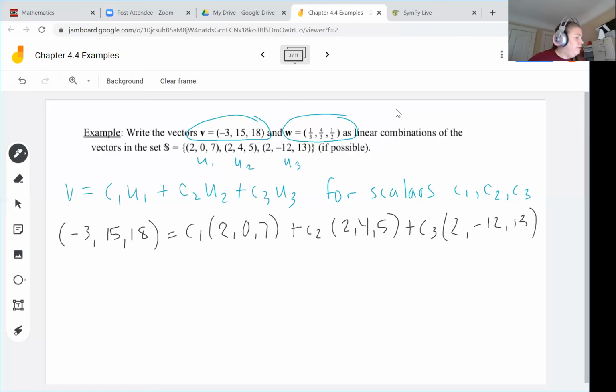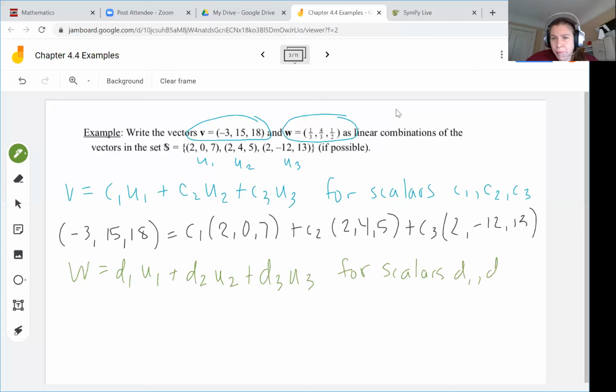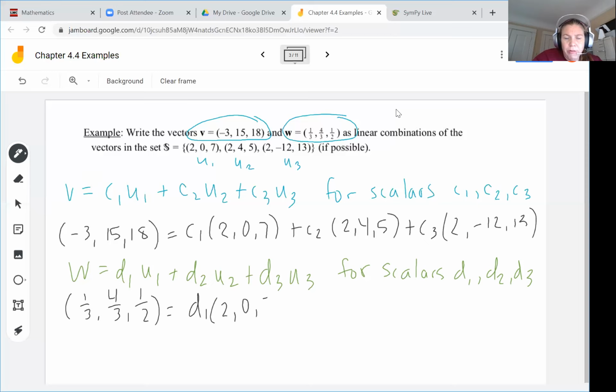And then if we do the same thing for W, so W is also going to be some other set of constants. I'm going to say W equals D1 U1 plus D2 U2 plus D3 U3, where D1, D2, and D3 are scalars. Then we're going to get a second equation for W that is going to be 1/3, 4/3, 1/2, and that's going to equal D1 times vector U1, so that's the 2, 0, 7, plus D2 times vector U2, so that's 2, 4, 5, plus D3 times vector U3, so that's 2, -12, and 13. All right.